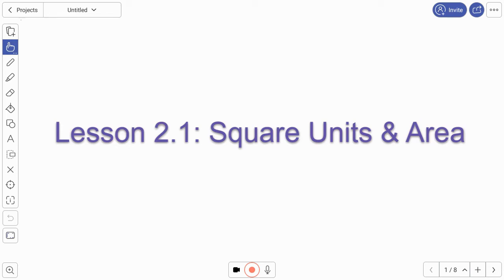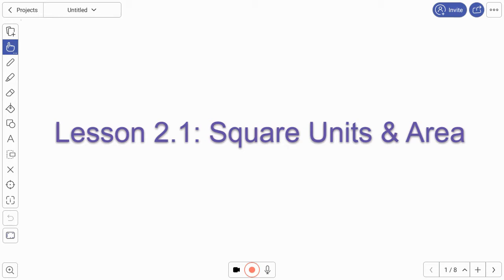Welcome, fifth grade, to Unit 2 in our math. Unit 2 is all about geometry. And geometry is the study of shapes and measurement. And so we are going to be taking a look at area and perimeter in this unit. Okay, so that's kind of our goal.